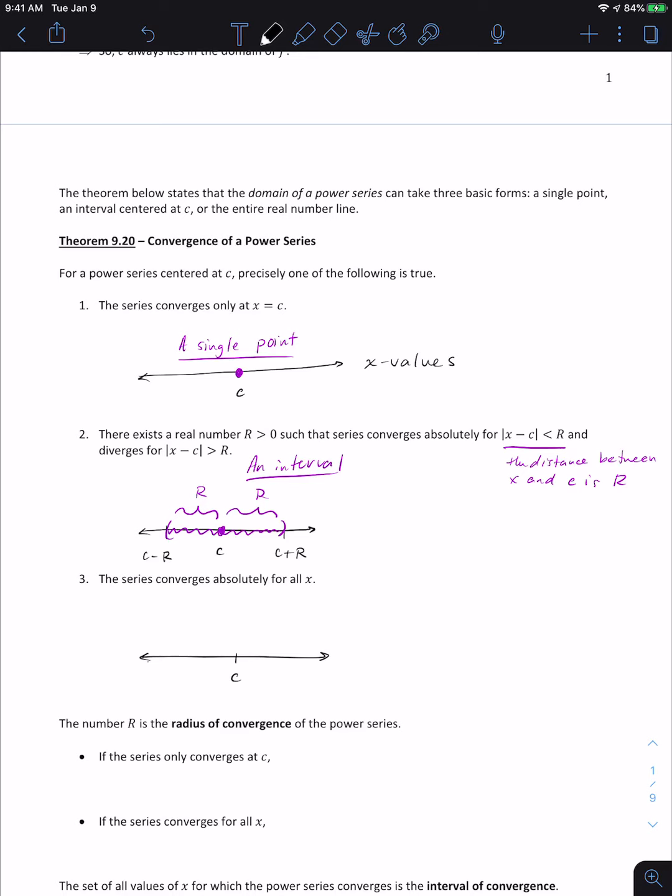So again, at C, we know we're good. And then for every other value, we know we're good too. So this is the whole real line. So for any power series that converges, we know that there are three basic forms that the domain can take, right? Again, the domain is all the possible X values that are allowed. In this case, that's the X values that make this power series converge. And so the domain can either be a single point, an interval centered at C, or the whole real line.